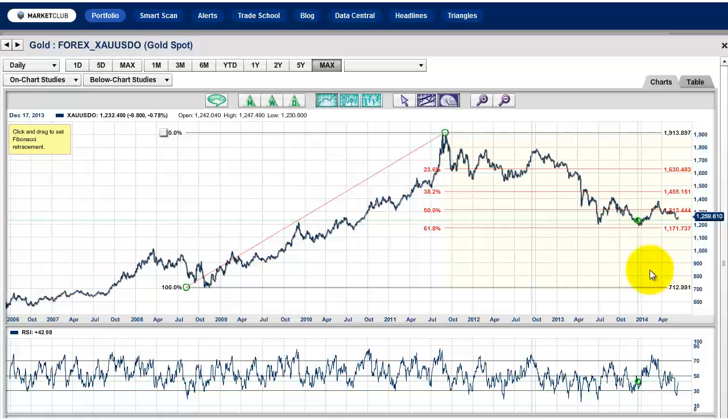The other thing is we're very oversold. You can see here on the RSI, indicating we're going to see a bounce. We've seen a little bit of a bounce today. Maybe that's the beginning of a low.